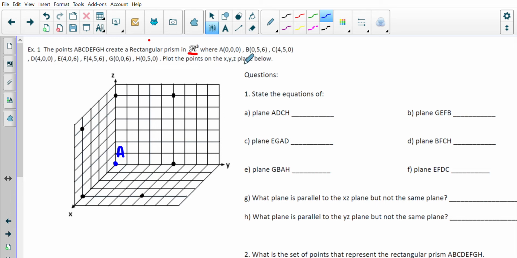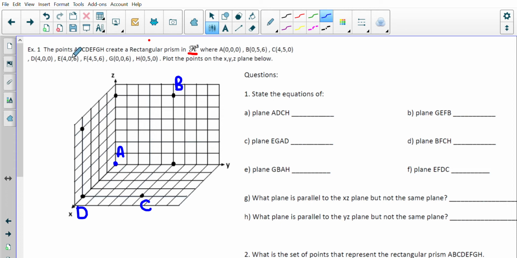There's an A. All right, B is 0, 5, 6. So we don't move on the X, but we go right 5, because it's on the Y, and up 6. So there is point B right here. Point C is 4, 5, 0. So again, 4 outwards, because that's the X value, 5 up. Or sorry, we don't go 0 up. Sorry about that. Let me count that again. C, we're going 4 out and then 5 to the right. So there's my C value right there. All right, D, which is just 4 out and then go nowhere. So there's my D.